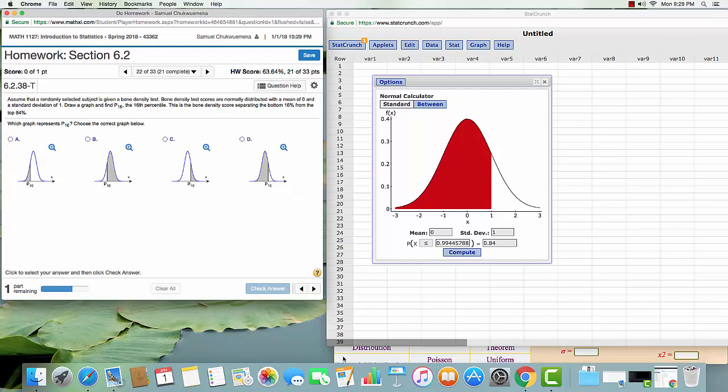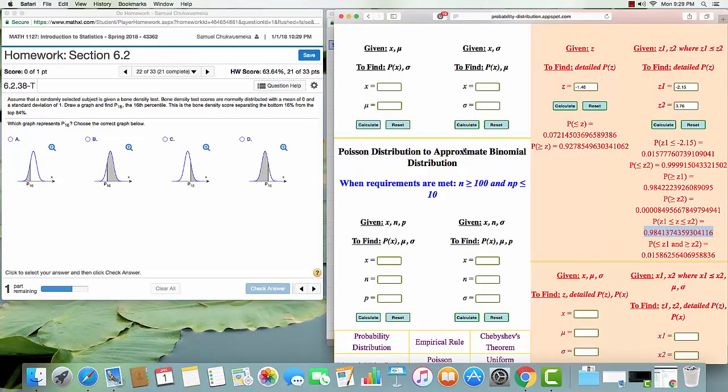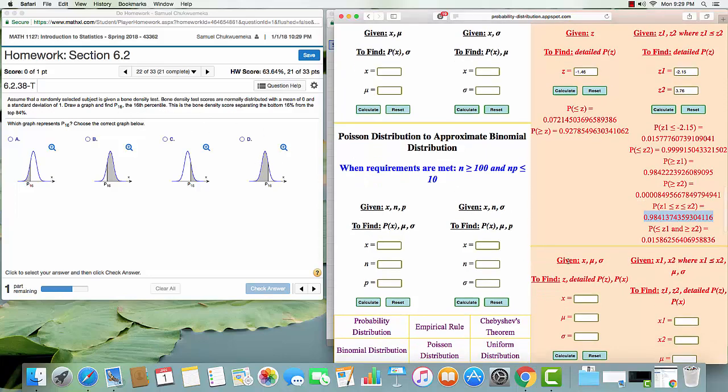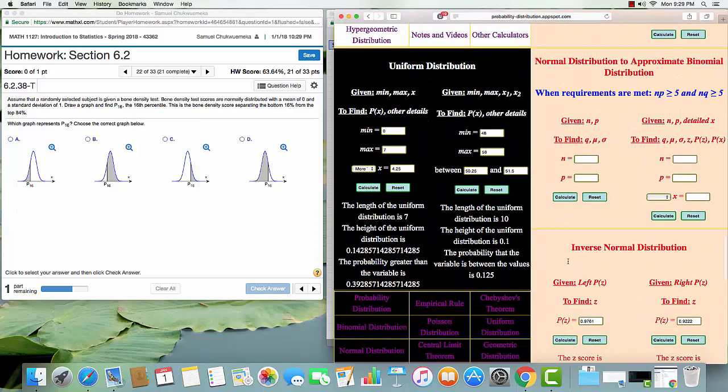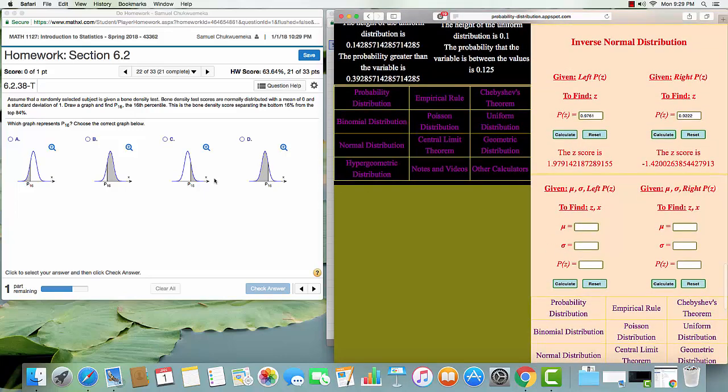Question 22, my calculator, 16 percentile. In this case, I'm going to use the inverse normal distribution to find the z-score. But the 16th percentile is the lower 16%. This is more than 50% and it's to the right. It should be 16% to the left.